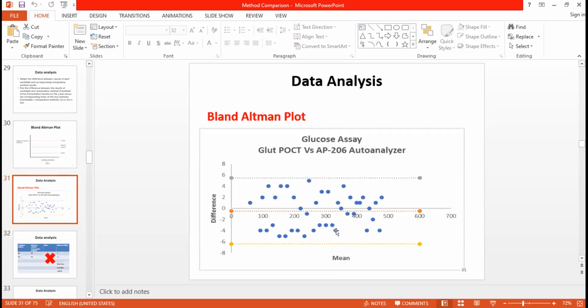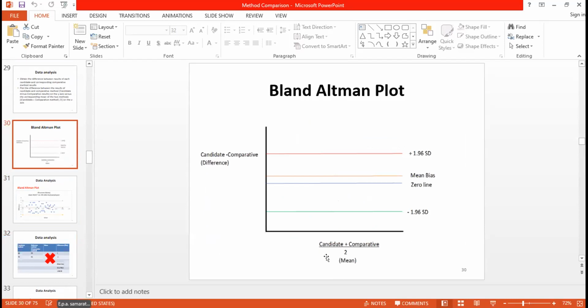I mentioned that the x-axis is the mean of the 2 methods and not the value obtained from the comparative method. Why is that? Because your comparative method is not the true value, it is not the reference method. So to make the x-axis as close as possible to the true value, you obtain the mean value. So that is the idea of having the mean on your x-axis.